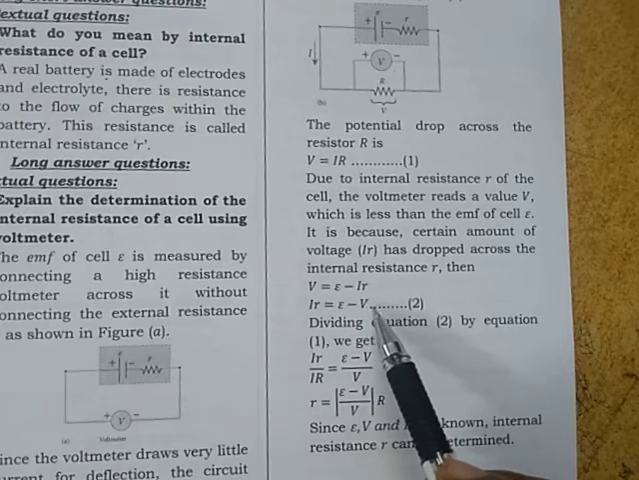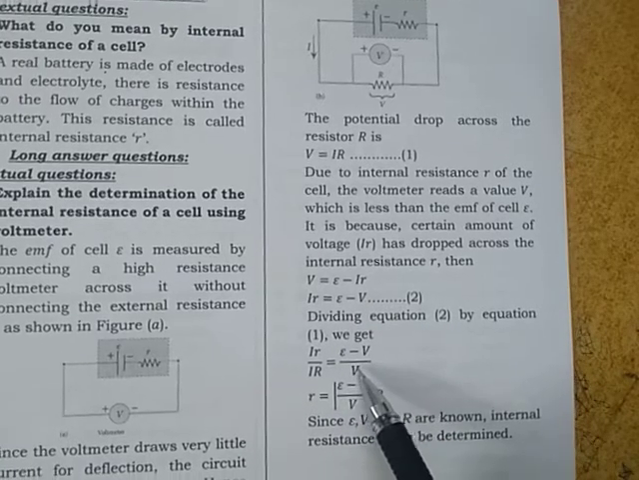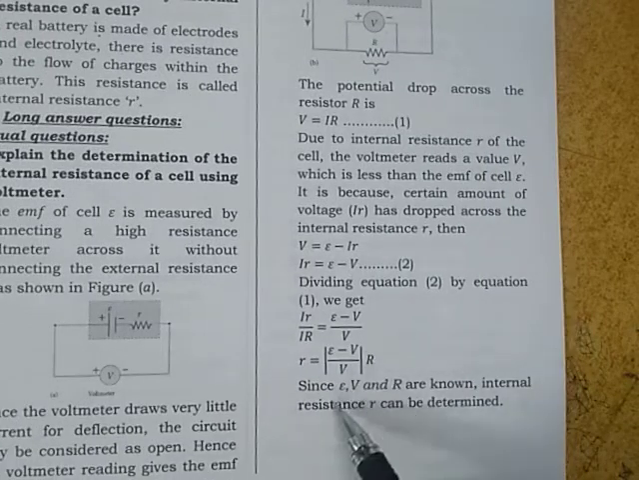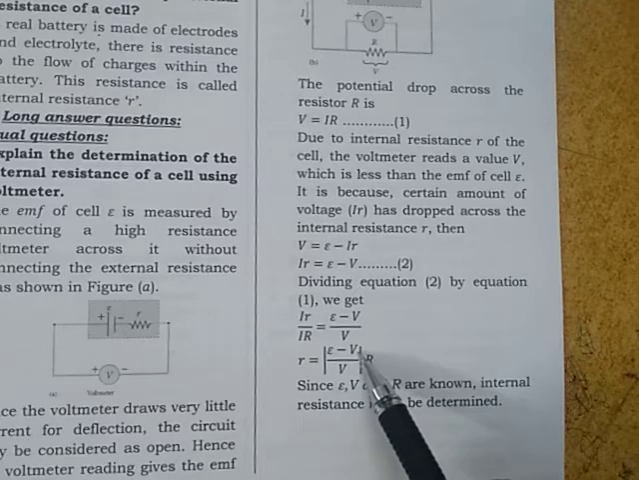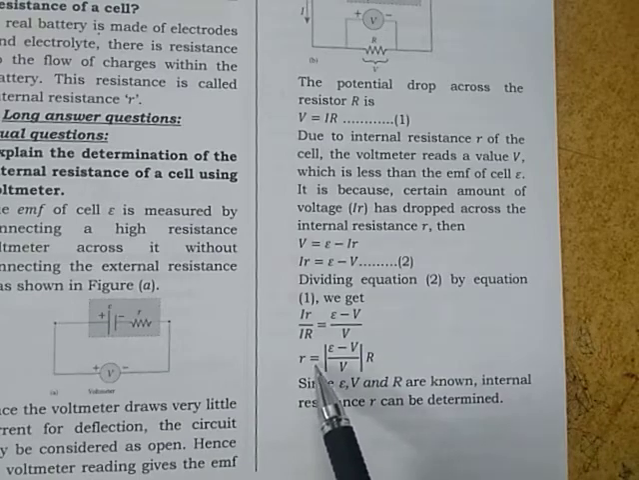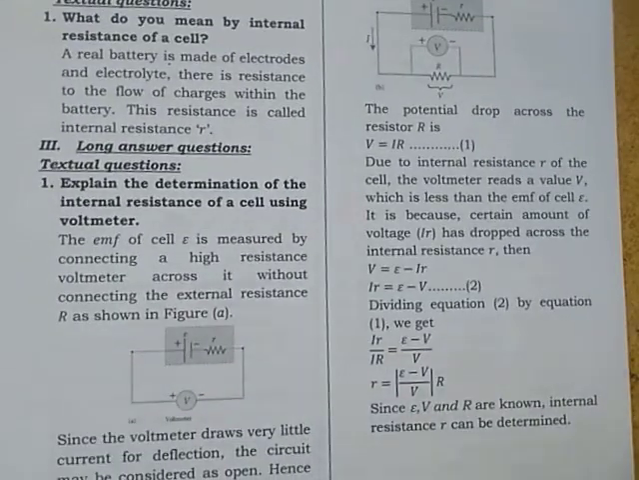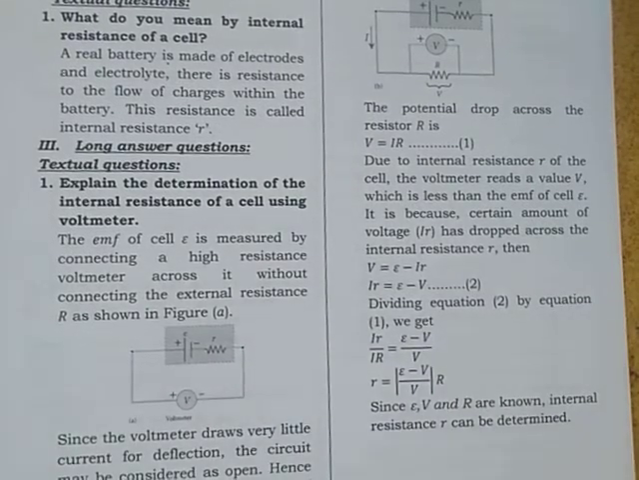We know V is equal to IR. Then dividing that equation with this, we get r is equal to (psi minus V) by V into capital R. By knowing the EMF, the potential drop across the external resistance, and the resistance of that external resistor, we can find the internal resistance of the cell. This is the technique used to find the internal resistance of the cell by using a voltmeter.